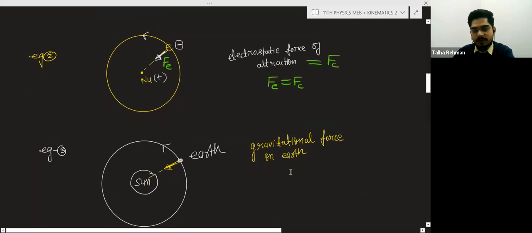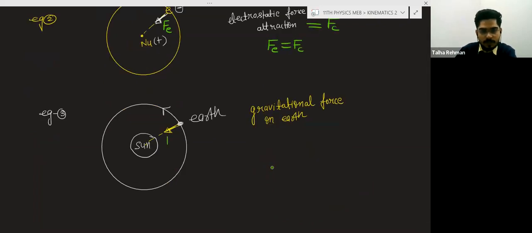Now the Earth revolves around the sun. On the Earth, gravitational force is acting. So from the other perspective also you can solve this. What is the centripetal force for the Earth?